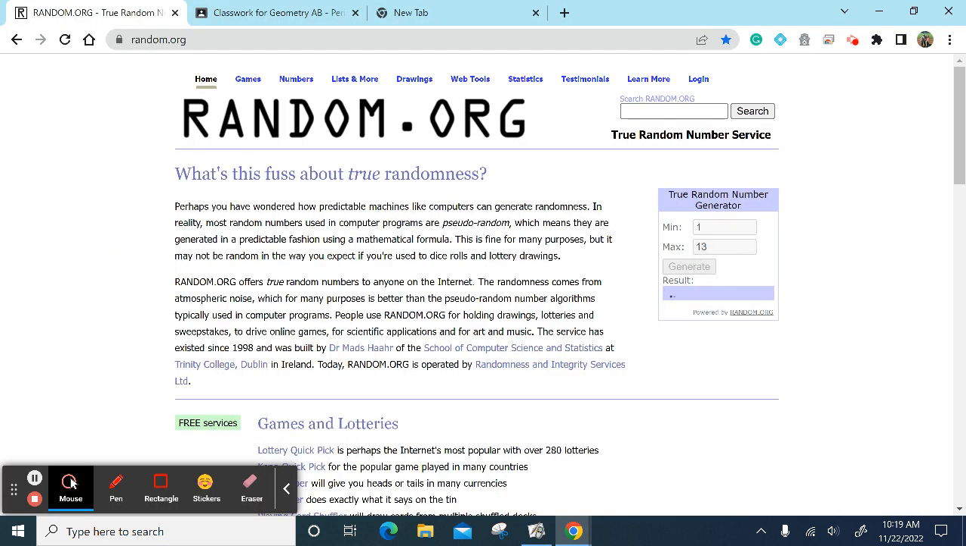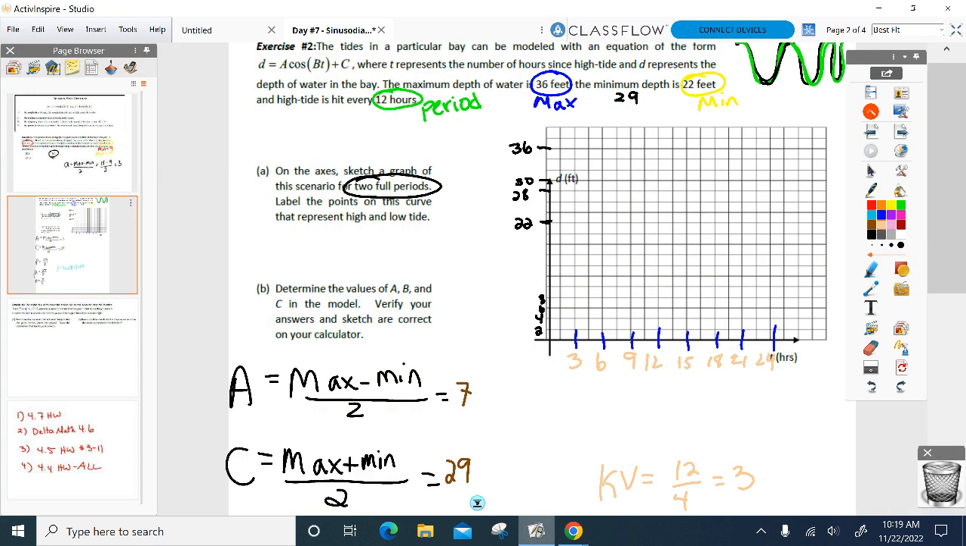All right, tell me about the cosine curve. Where are we starting? It starts with even midline. That's a sine curve. It starts with 0. That is a sine curve. We're doing a cosine curve, Tim. Where does cosine always start? At the maximum. Okay, so I'm going to start at the max, which was 36.